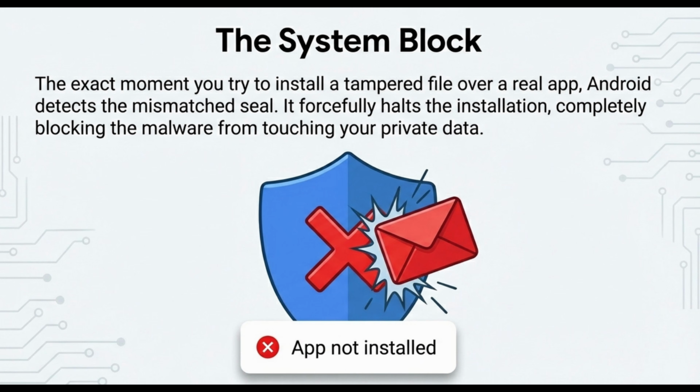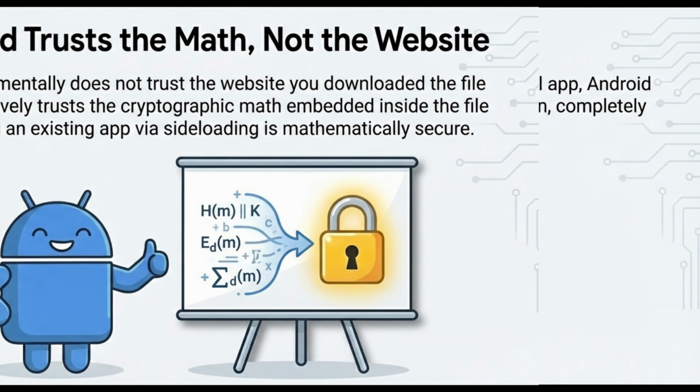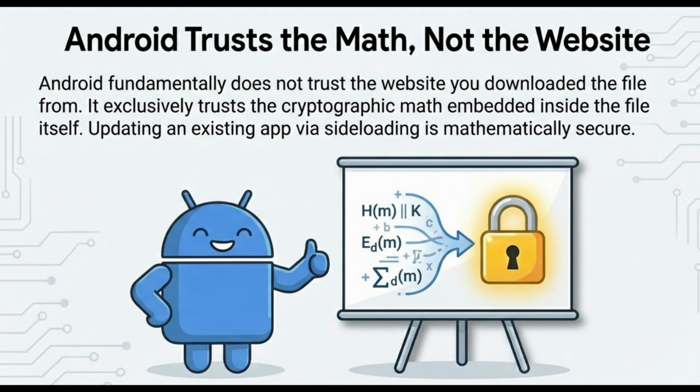And this is the most important concept to grasp when we talk about sideloading safety. While the Android operating system allows you to install files from anywhere, it fundamentally does not trust the website that you download that file from, and it exclusively trusts the cryptographic math embedded inside of the file itself.